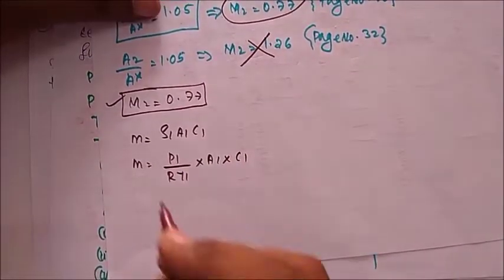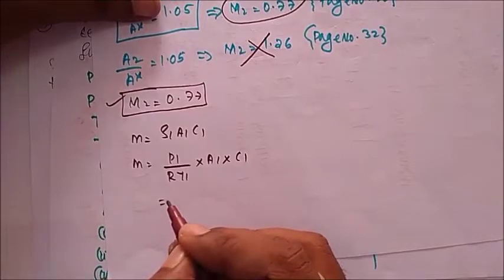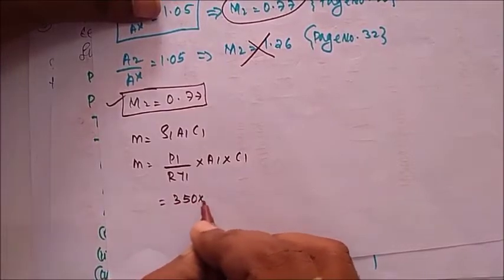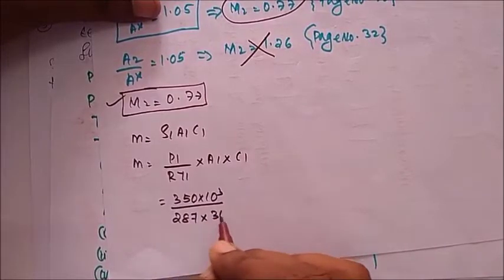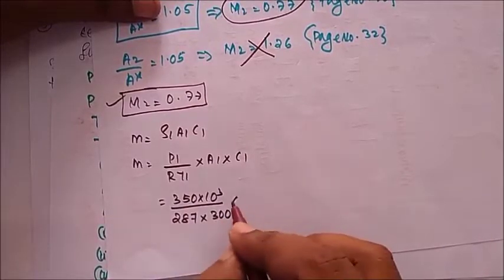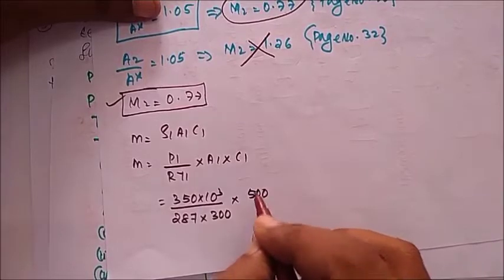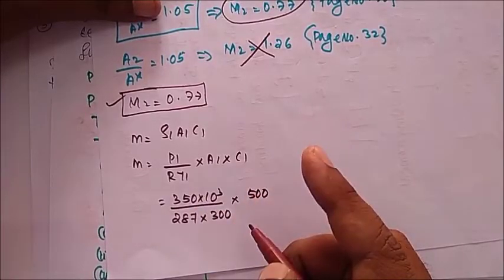A1 into C1 is equal to P1 by R T, into A1 into C1. P is equal to 350 into 10 raised to 3 divided by R is equal to 287 into temperature is equal to 300 into area. Area is equal to 500 centimeter square. We have to convert it into meter square.